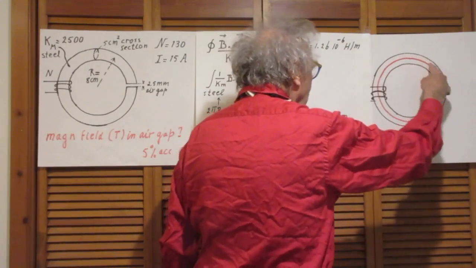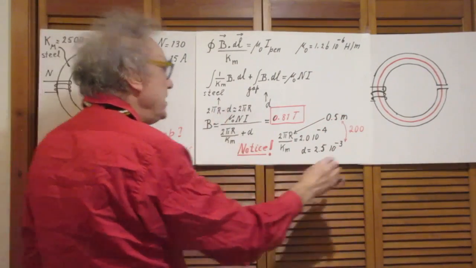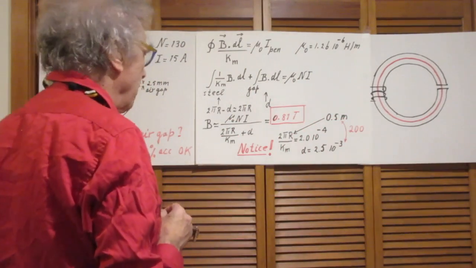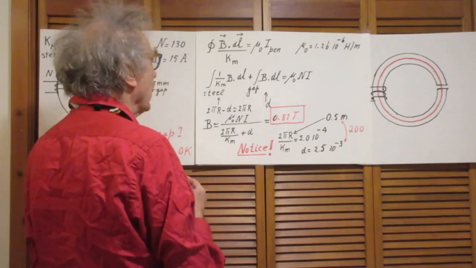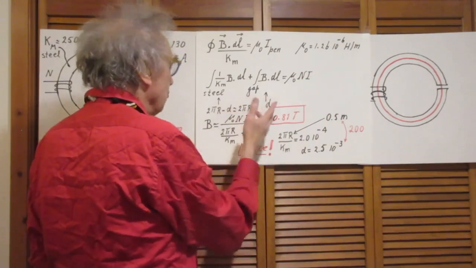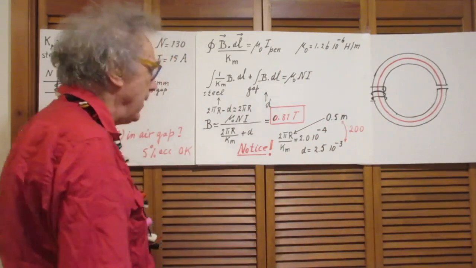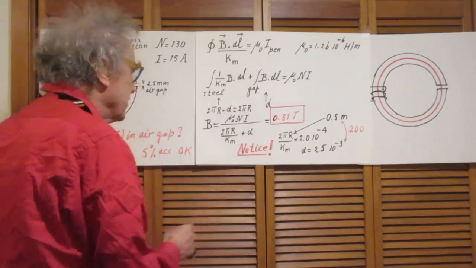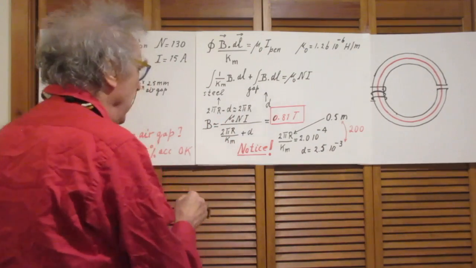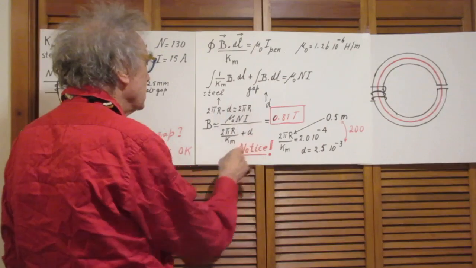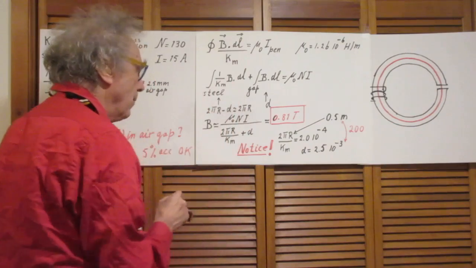The length of this path without the gap is 2πr minus d, if d is the opening of the gap. But d is so much smaller than 2πr, it's about 200 times smaller, that you can also assume, as an approximation, that 2πr minus d is 2πr. If you want to take the d into account, be my guest. But this is a very good approximation already. With that approximation, you will immediately find what B is. So here is the term due to the steel, and here is the term due to the air gap.